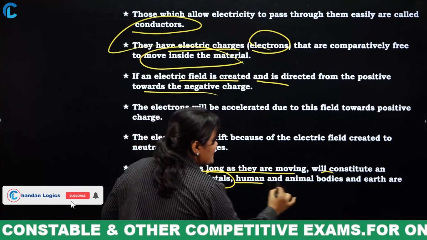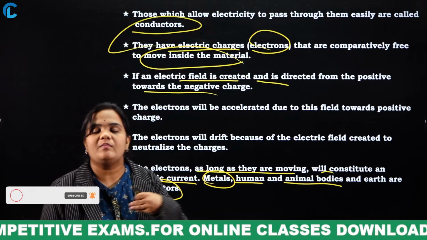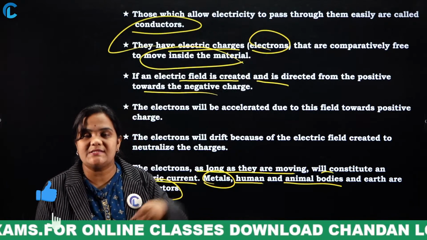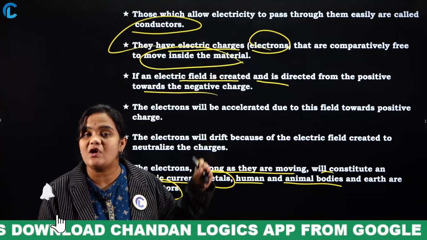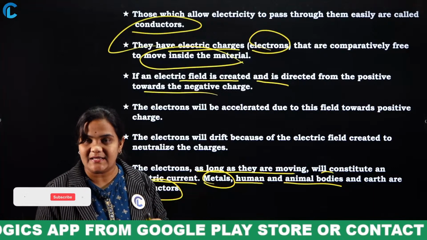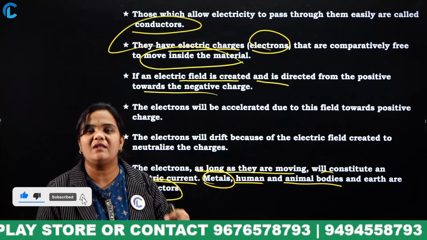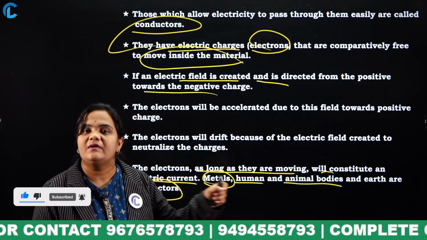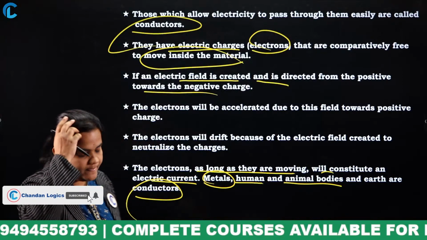Metals, humans, animal bodies and earth are conductors. Water, metals, human bodies, animals, we are all said to be what? Conductors. We are good conductors of electricity. When it comes to insulators, what are the bad conductors of electricity? Paper, wood, rubber, these are all bad conductors of electricity. We say them as what? Insulators. Okay. Next.